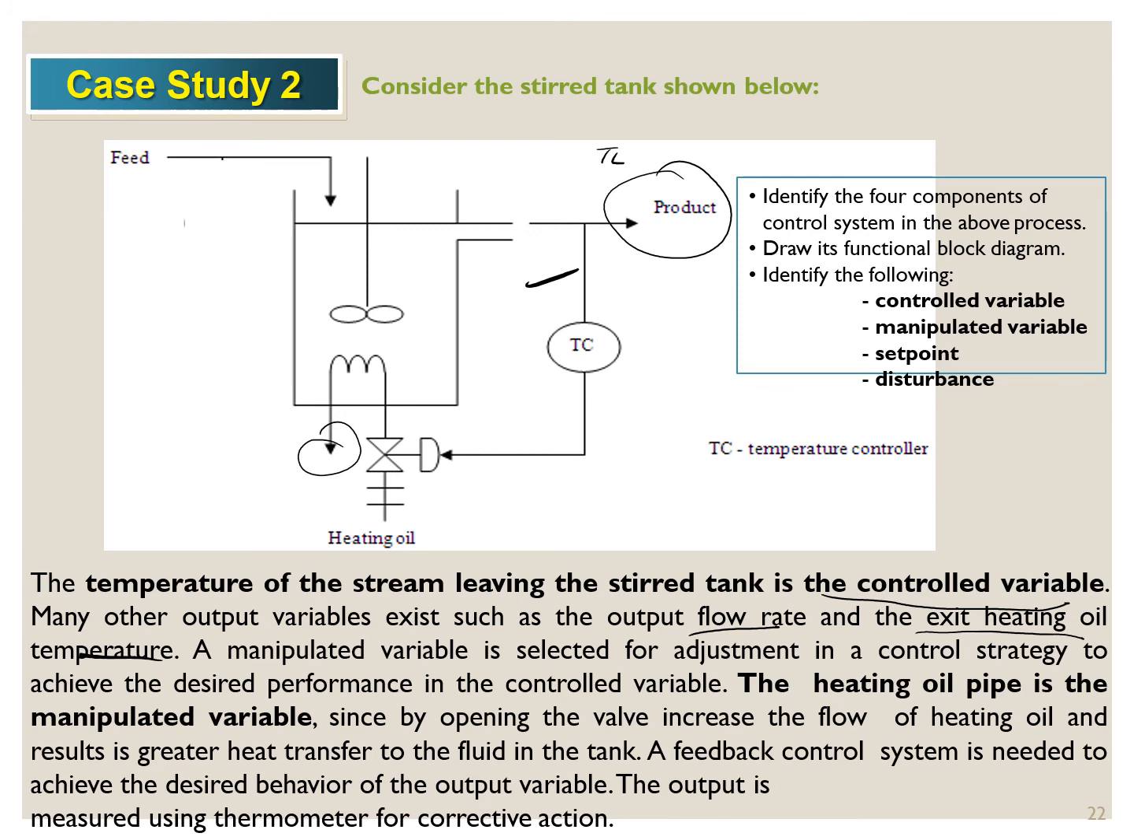The heating oil pipe is the manipulated variable. Here, the heating oil pipe is the manipulated variable, since opening the valve increases the flow of heating oil, and the result is greater heat transfer to the fluid in the tank. A feedback control system is needed to achieve the desired behavior of the output variable. The output is measured using a thermometer. So the thermometer is our sensor, right?